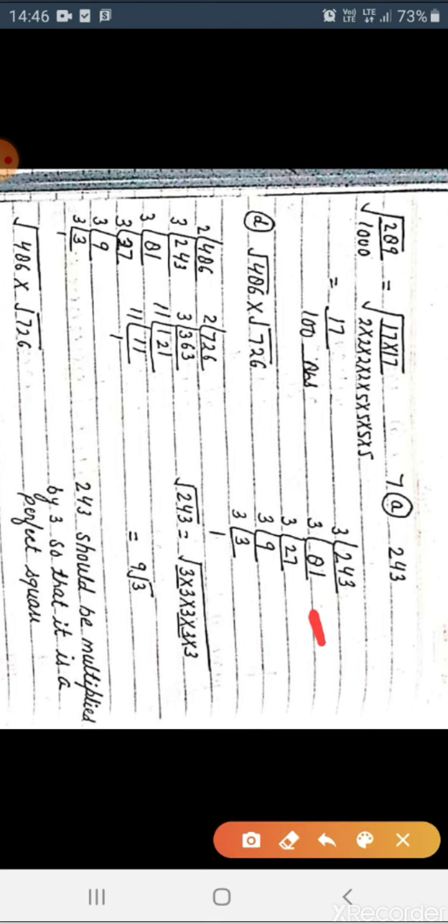243. First of all you will find the prime factors of 243. 3 8s are 24 and 3 1s are 3. 3 2s are 6 and 3 7s are 21. 3 9s are 27, 3 3s are 9 and 3 1s are 3. So root of 243 is 3 multiplied by 3 multiplied by 3 multiplied by 3 multiplied by 3. So there are two pairs, 3 multiplied by 3 and 3 multiplied by 3. So it will become 3 3s are 9 root 3. So 3 doesn't have any pair. So 243 should be multiplied by 3 so that it is a perfect square.